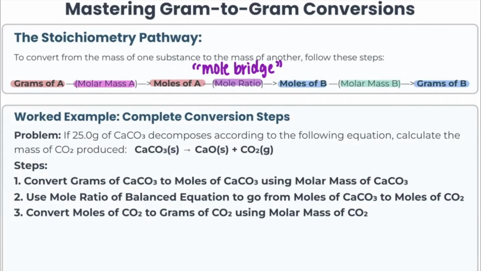Let's go ahead and try this problem together step by step, and things will start looking a little bit more clear. The question says, if 25.0 grams of calcium carbonate decomposes according to the following equation, calculate the mass of carbon dioxide produced. Okay, I'm looking at this equation and it looks balanced to me, so we can proceed with our setup.